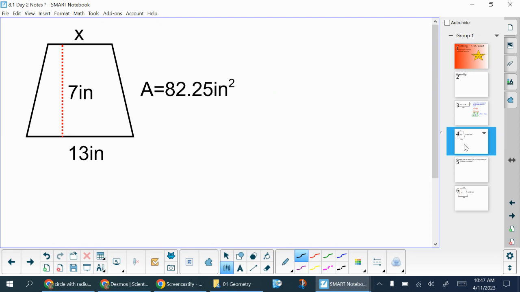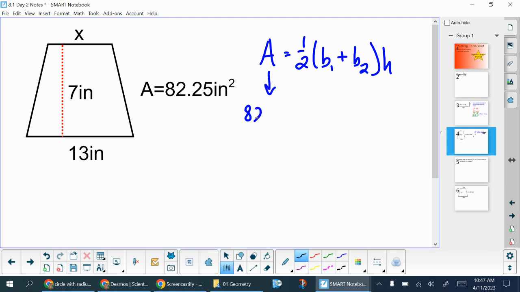Okay, moving on to this next one. Here we've got a much more complicated example because we've got a more complicated area formula. So again, I'm going to start off by writing my area formula. It is 1/2 times b1 plus b2 times the height. Now here we've got 4 variables, but we've got 3 things to plug in. So the area, we've got 82.25. We'll go with 13 as base 1 and x as base 2, and my height of 7.